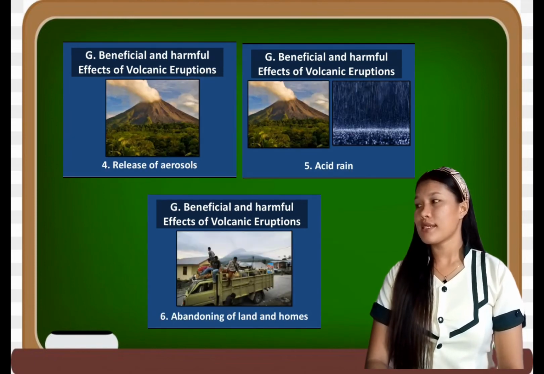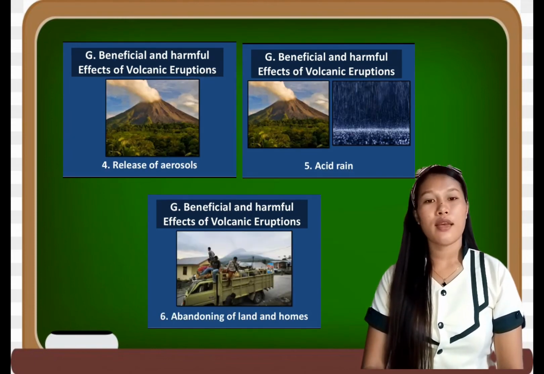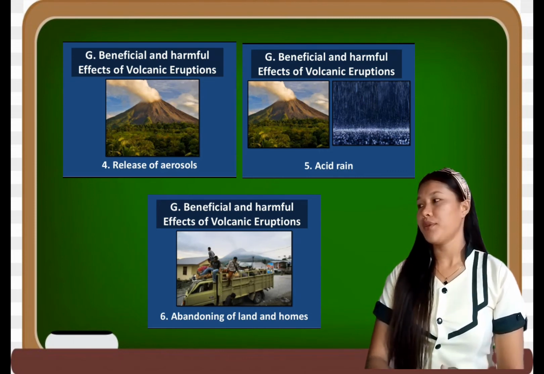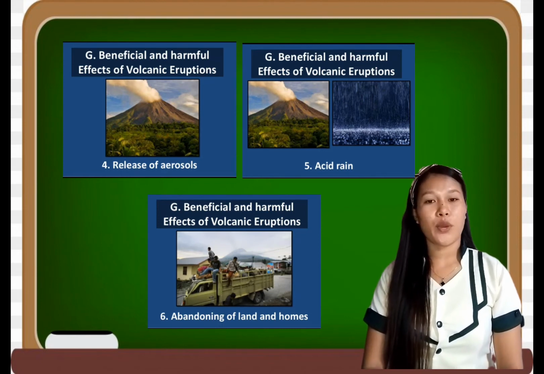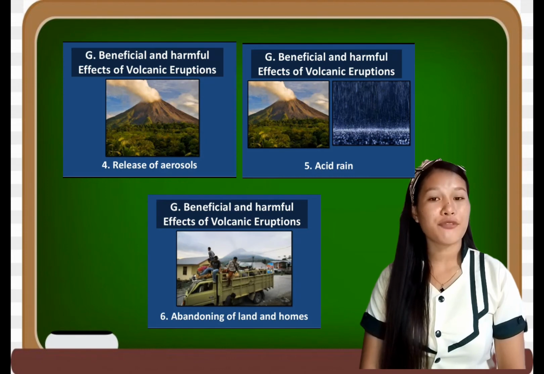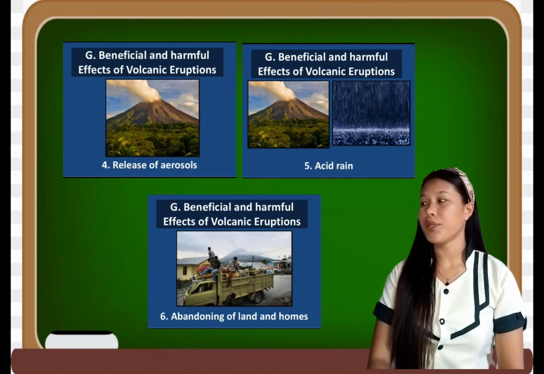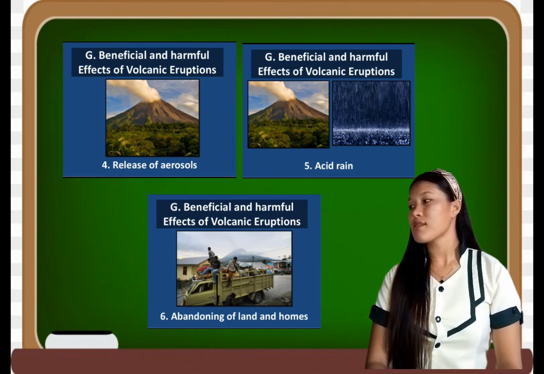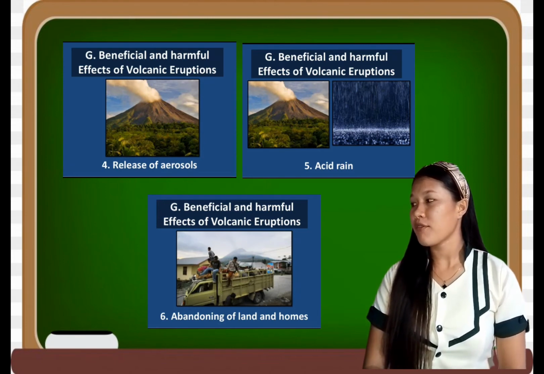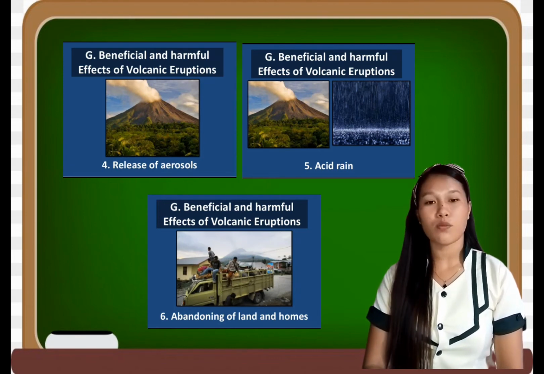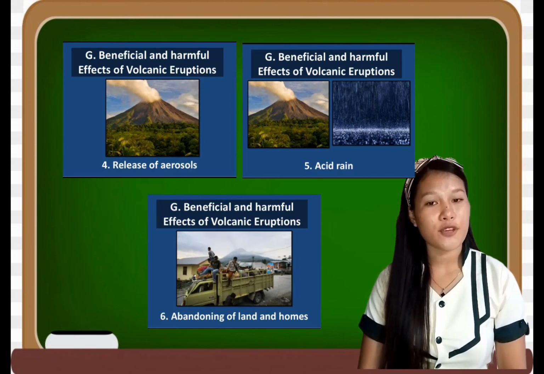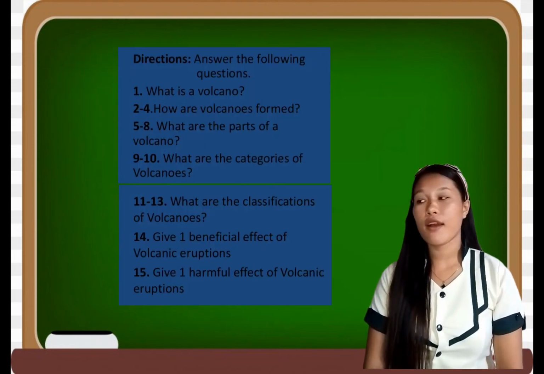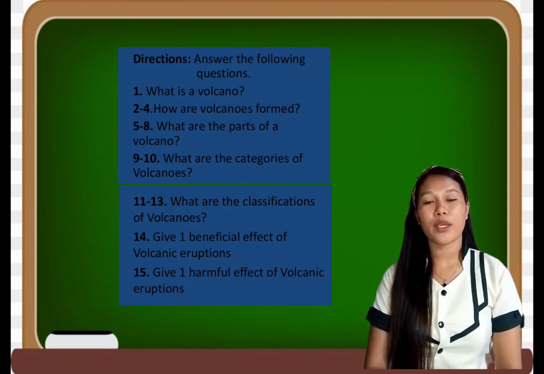The fourth one is its release of aerosols. Beneficial or not? Not. Very good. The fifth is acid rain. Is it beneficial or harmful? Okay, harmful. And the last one is that volcanic eruptions have the effect of abandoning of land and homes. Is it harmful or beneficial? Harmful. Very good. Now, get 1/2 sheet of paper and answer the following questions.